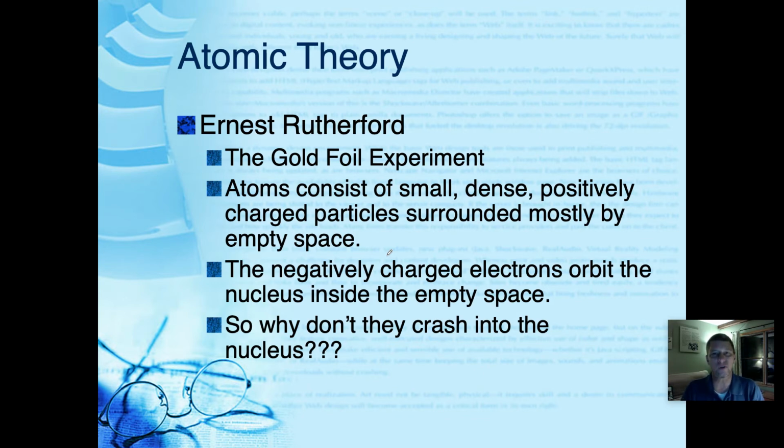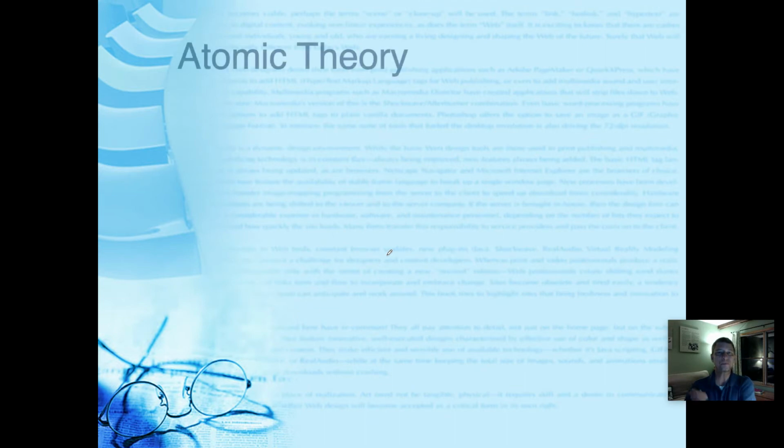Their tangential velocity is so great that even though they're falling toward the nucleus because of this electrostatic attraction, they never actually get any closer to the nucleus because of their great speed, their very high kinetic energies.